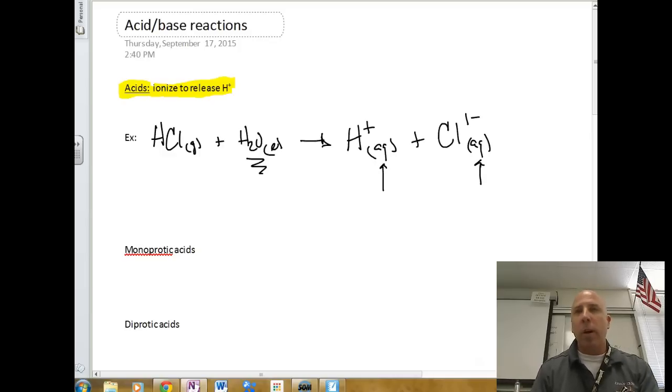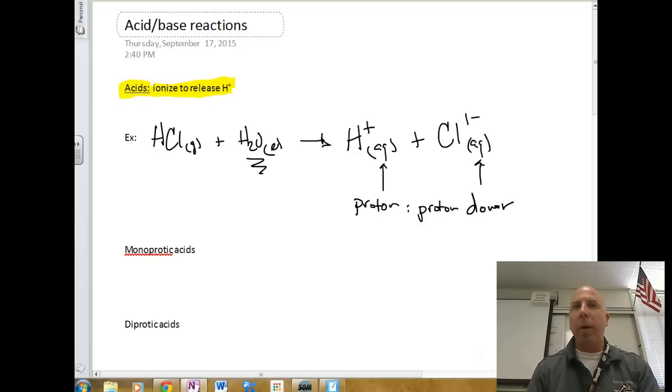Now, this hydrogen ion here we also call a proton, because essentially a hydrogen ion is a hydrogen atom that has lost its electron, and all that's left is its proton. There are no neutrons available. So we sometimes call an acid a proton donor. Proton donor looks like an H. Proton donor.